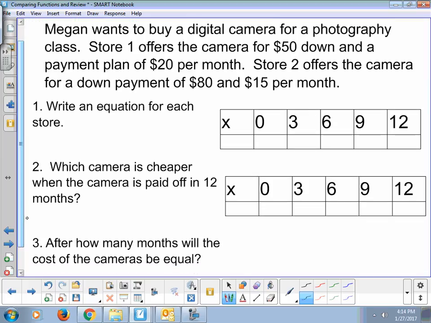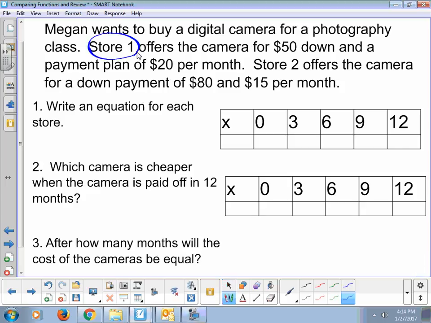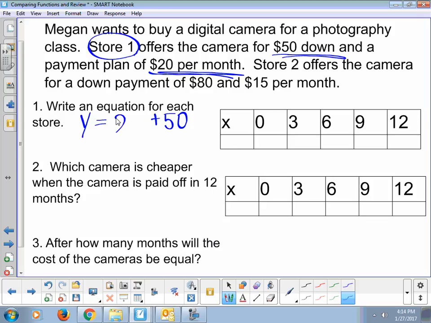For our next example, Megan wants to buy a digital camera for photography class. Store 1 offers the camera for $50 down and a payment plan of $20 per month. So Store 1 is $50 down. No matter what, you are paying $50. Each month is $20, which is where we get 20x from. So for Store 1, if we filled in our table for our y values, after 0 months, 0 times 20 gives us 0, plus 50 is 50.